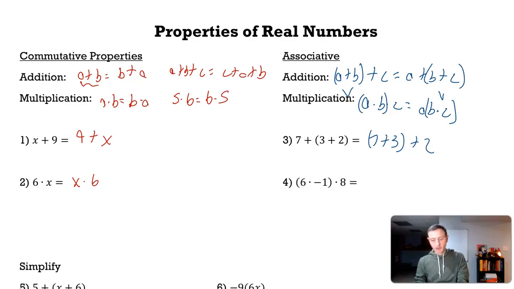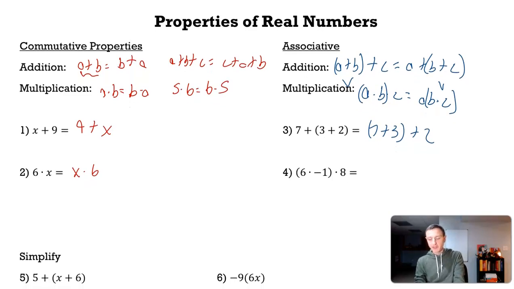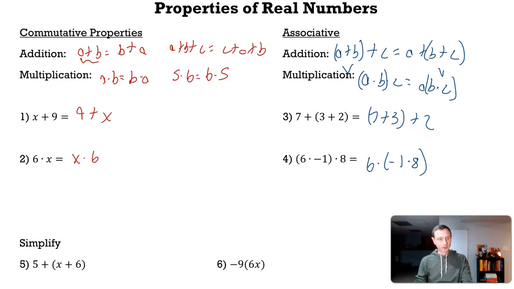Then number 4, 6 times negative 1 times 8, I can regroup that as 6 times, and then just do negative 1 times 8. So I do negative 1 times 8 and then I'd multiply that by 6. Same thing as 6 times negative 1, then multiplying by 8. So just being able to rearrange the terms around.